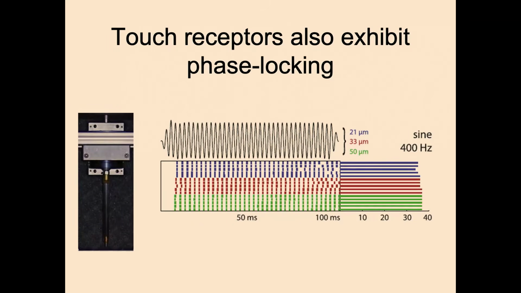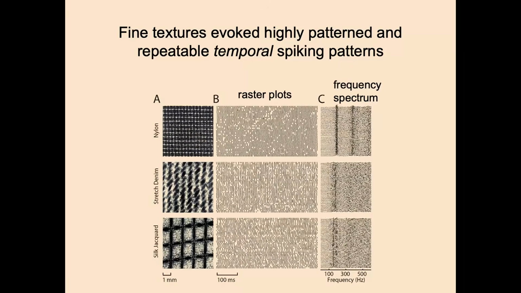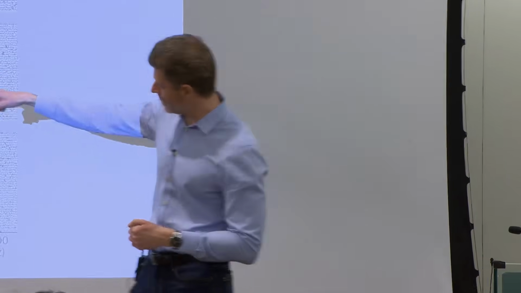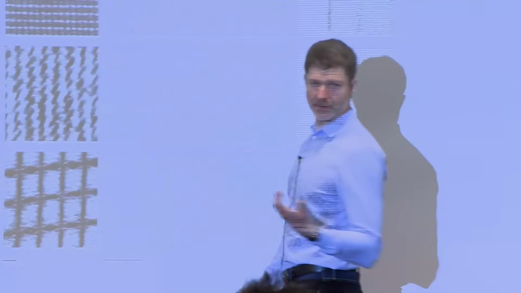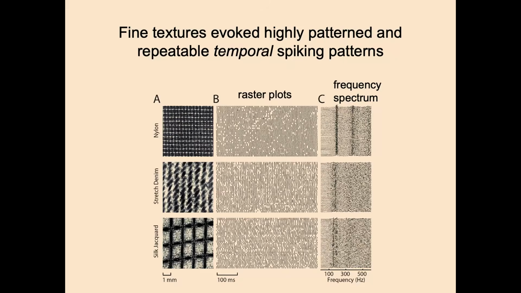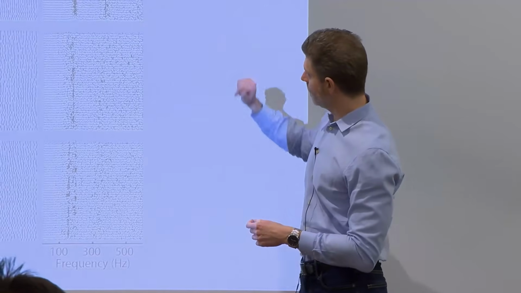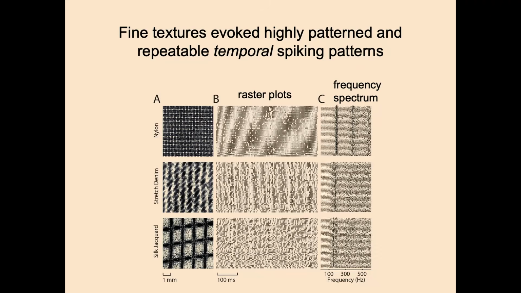So does this actually have relevance for real-world textures? This is one of those textures we were looking at before, nylon, along with a couple others, stretch denim and silk jacquard, different cloths. At least the top ones have pretty fine-grained structure, and so that wouldn't really show up in the spatial pattern very clearly. These are raster plots. So this is time, and the different rows are different trials. And this is the frequency spectrum that you see from those rasters.